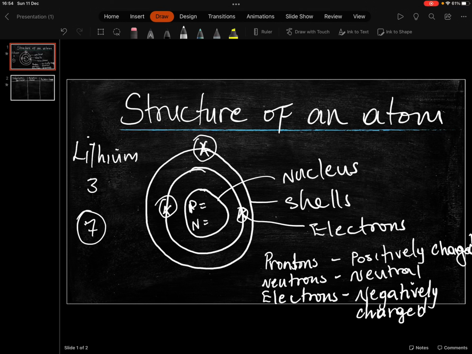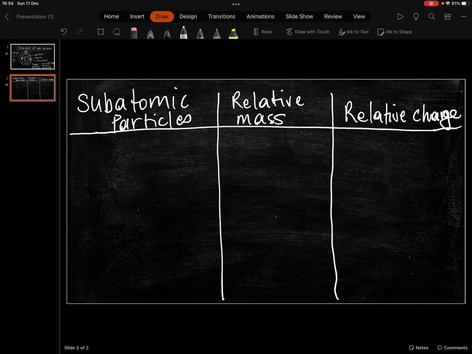In our last video, I looked at the structure of an atom and showed you the subatomic particles, the protons and the neutrons, which are concentrated in the nucleus of the atom, while the electrons orbit on the shells of the atom. So in this one today, I'm going to have a look at the subatomic particles in terms of their relative mass and their relative charge.